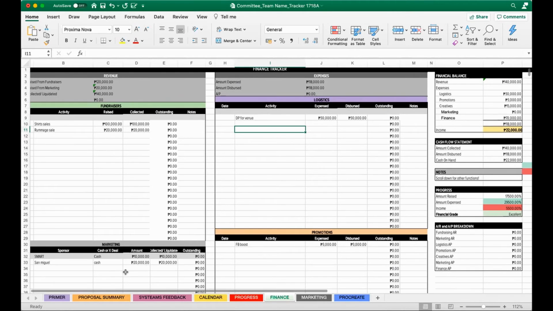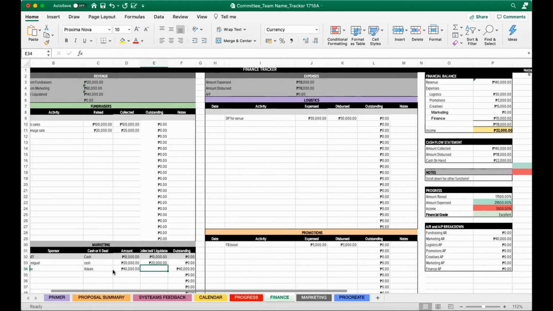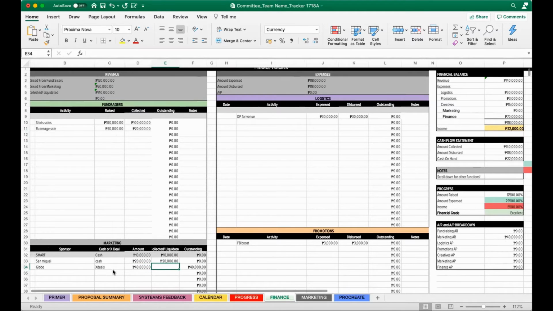Okay, next, let's say we got another sponsor, Globe, cash also, or fine, let's pick it X deals. And they gave 40K worth of X deals, Globe. So going back to what I was saying, in the real world, since we got X deals for free from an entity, we would have considered this part of our revenue. So it would have increased our revenues by 40K. But again, for us, for an organization, it doesn't really matter.